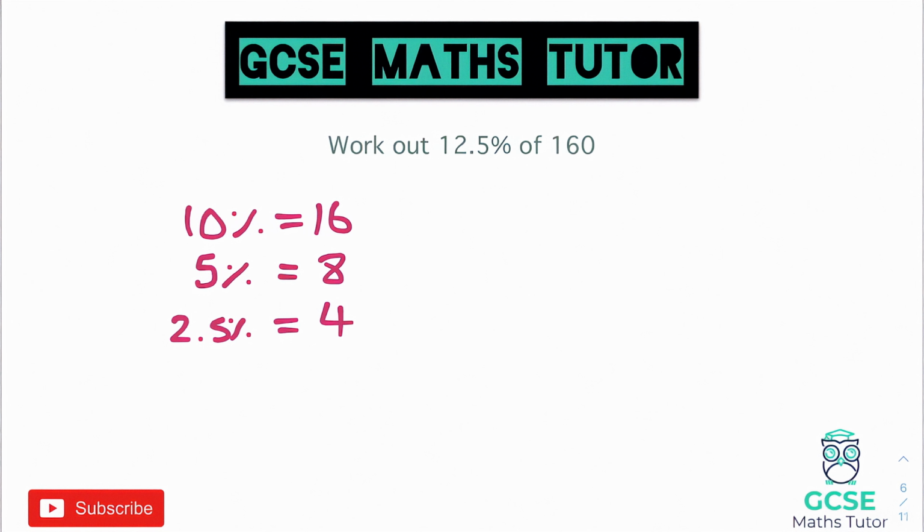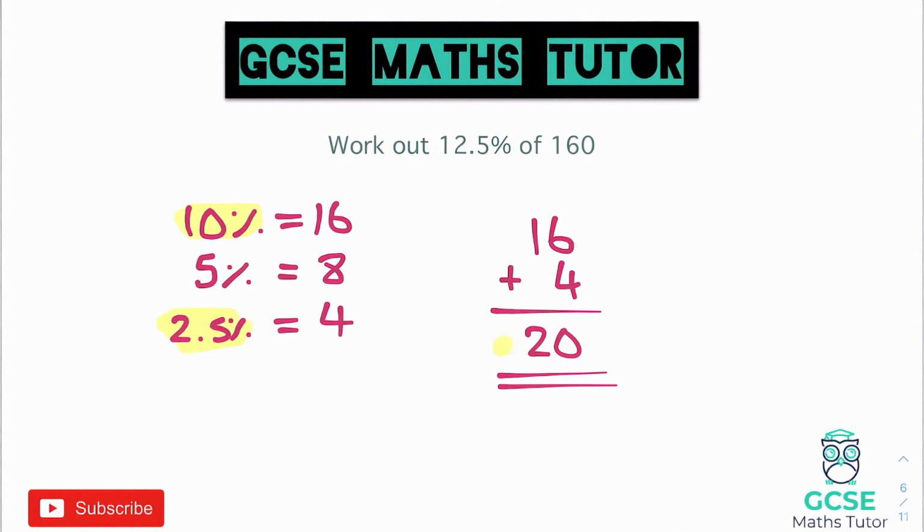So how do we get to 12.5%? Well, 12.5%, we could use the 10% and then the additional 2.5%, and that would give us our 12.5%. So again, for this one, we just need the 16 and the 4. We just have to add those two together. That gives us an answer of 20, and there we go, final answer.